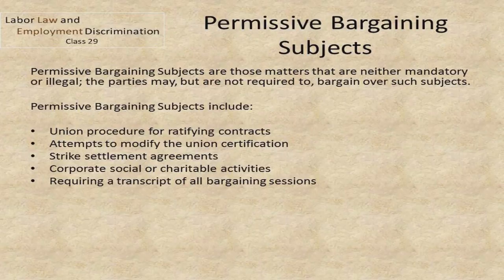Other examples of permissive items: attempting to modify the union certification, strike settlement agreements, corporate activities or social activities. A union can't come in and say, okay, we've agreed to wages, hours, and other terms and conditions of employment, but as a matter of this bargaining agreement, you also have to put in a provision of how much time or how much money you're going to donate to this particular charitable activity. The union can't insist upon that. That's a permissive bargaining subject, but it can't result in a deadlock, if you will.